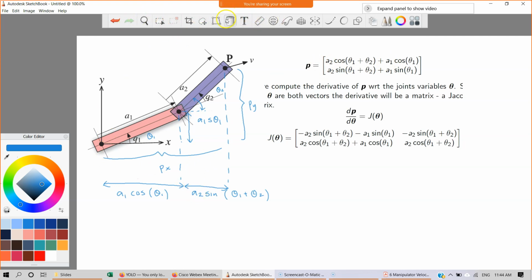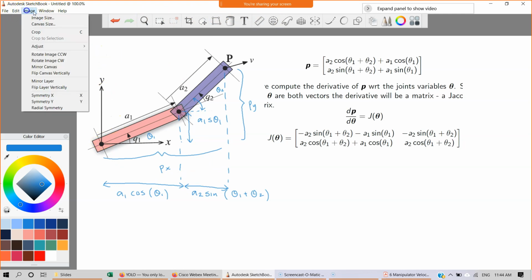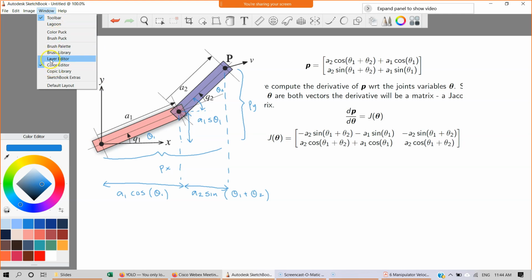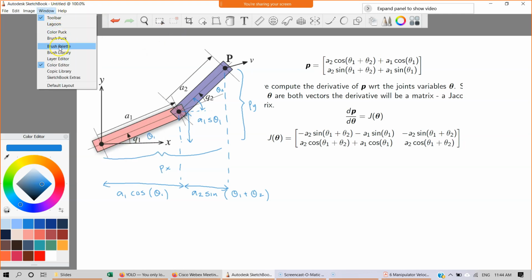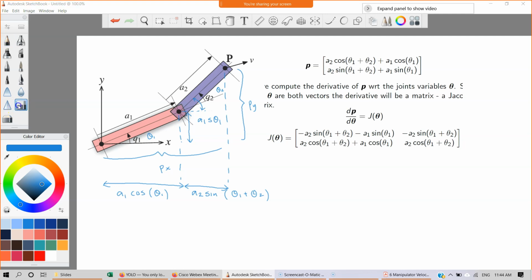How do I erase? Brush library? Nope. Brush palette, right? So this looks like an eraser. Yes.